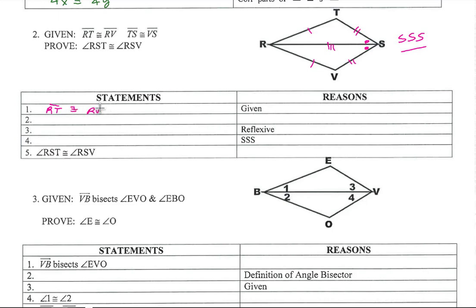And I guess on the next line, we could use our next given, which is that TS is congruent to VS. And by the reflexive property, we have RS is equal to itself. And get the TS equals VS in there. It's side side side. Our triangle RTS is going to be congruent to triangle RVS. And then by corresponding parts of congruent triangles, CPCTC, those two angles are going to be congruent.